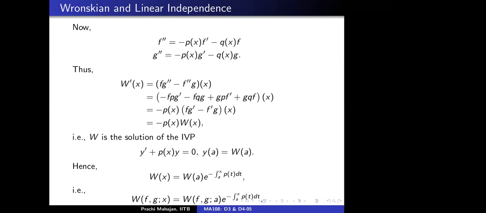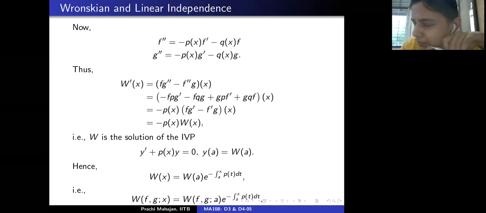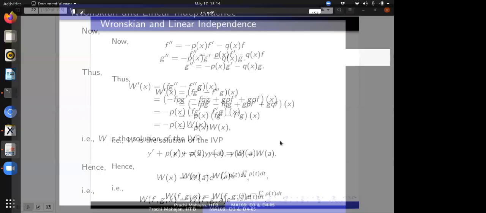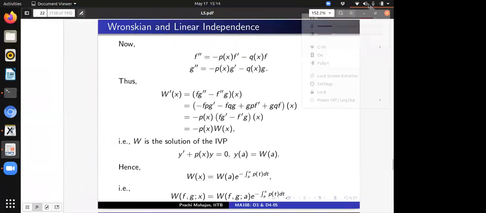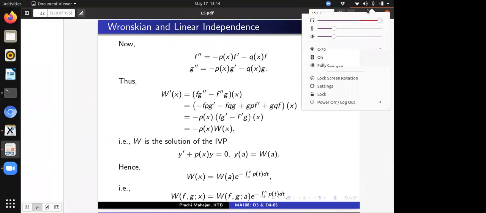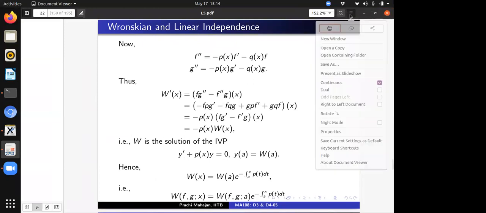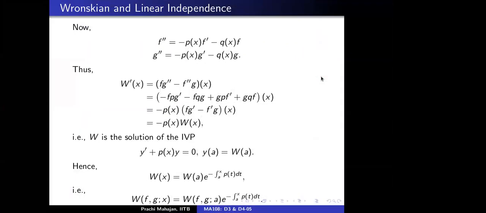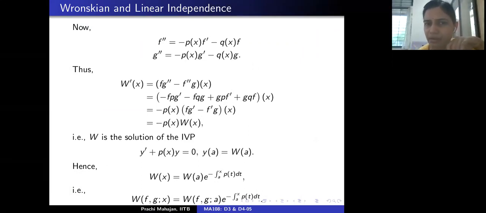Ma'am, I did not understand one step. What did you not understand? Say it again. We went from W prime written as f g double prime minus f double prime g. Correct. Then how did we get the p and q's over there? I do not understand.